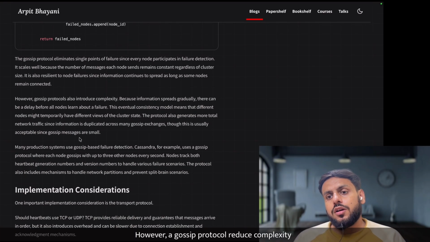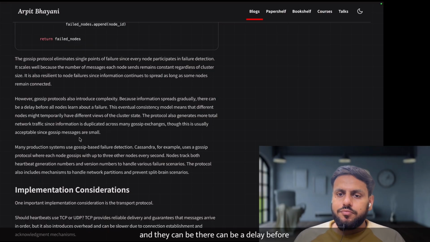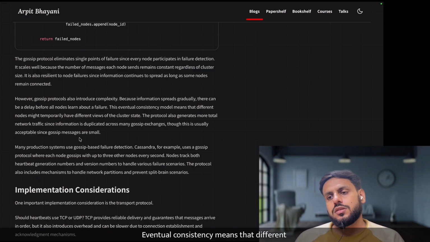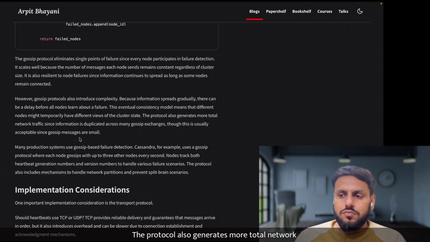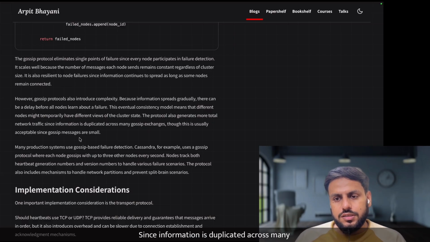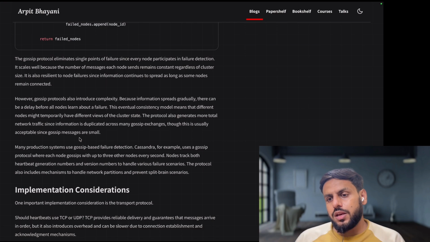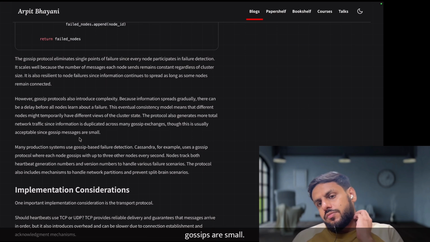However, a gossip protocol introduces complexity, of course, because information is spread gradually and there can be a delay before all nodes learn about the failure. Eventual consistency means that different nodes might temporarily have different views of cluster state. The protocol also generates more total network traffic since information is duplicated across many gossip exchanges, though this is usually acceptable since gossip messages are small.